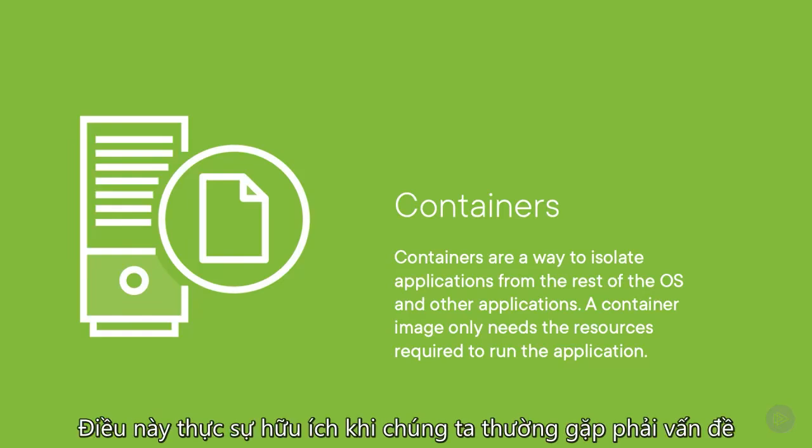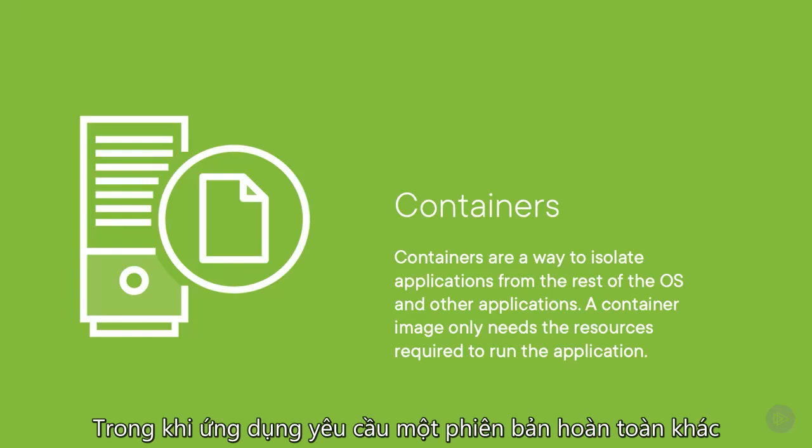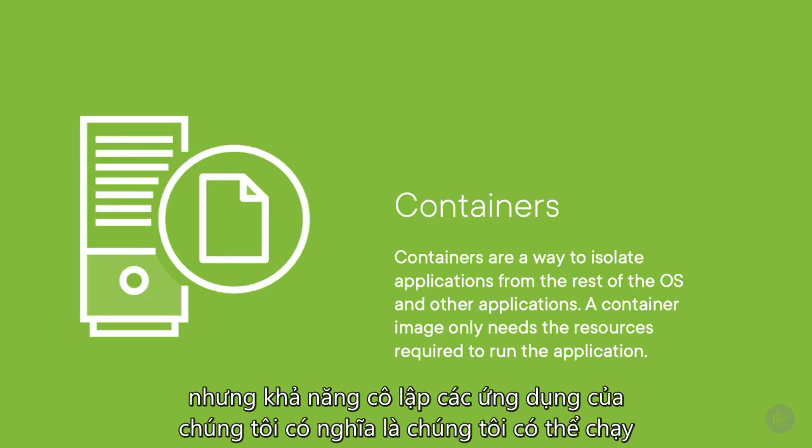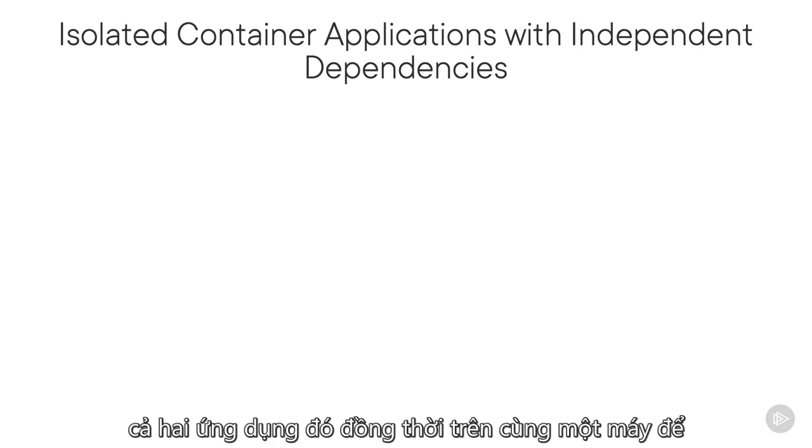Very often we get a problem where application 1 needs a certain version of a library, whereas application 2 requires a completely different version. But being able to isolate our applications means that we can run both of those applications concurrently on the same machine.